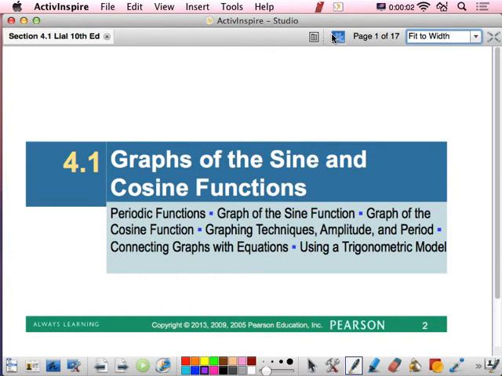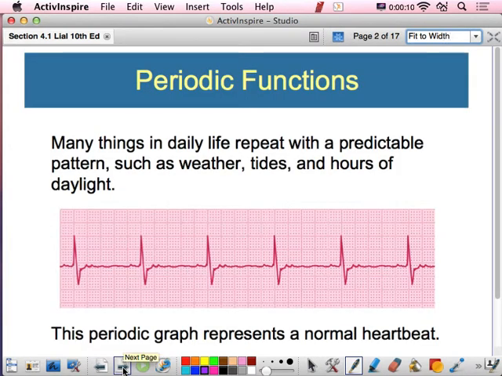4.1, we're going to look at the graphs of sine and cosine functions. It's going to be super, super exciting. So the trig graphs are what we call periodic functions, and what that means is that it repeats in a set pattern over and over and over again. Okay? So they have the same shape repeated over and over again.